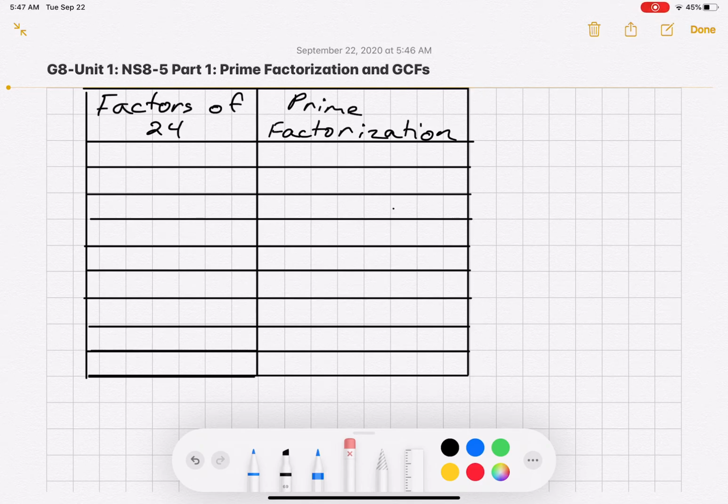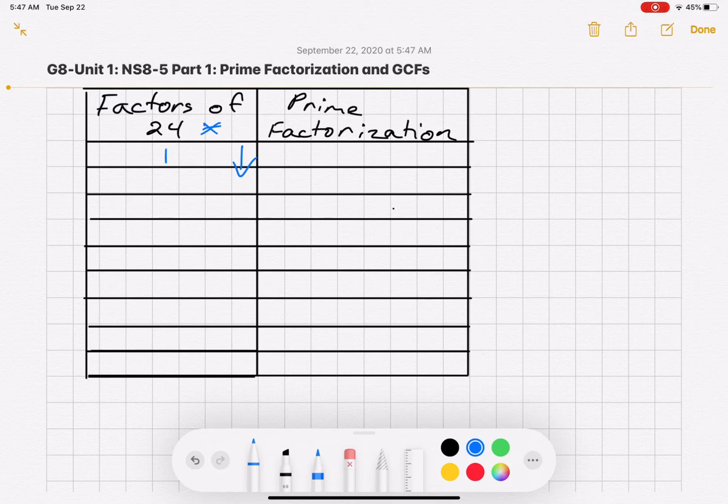All right, we're looking at prime factorization and greatest common factors. So the very first thing I want you to do in this chart here is find all the factors of 24 and list them here. So just pause the video and do that for me, please.